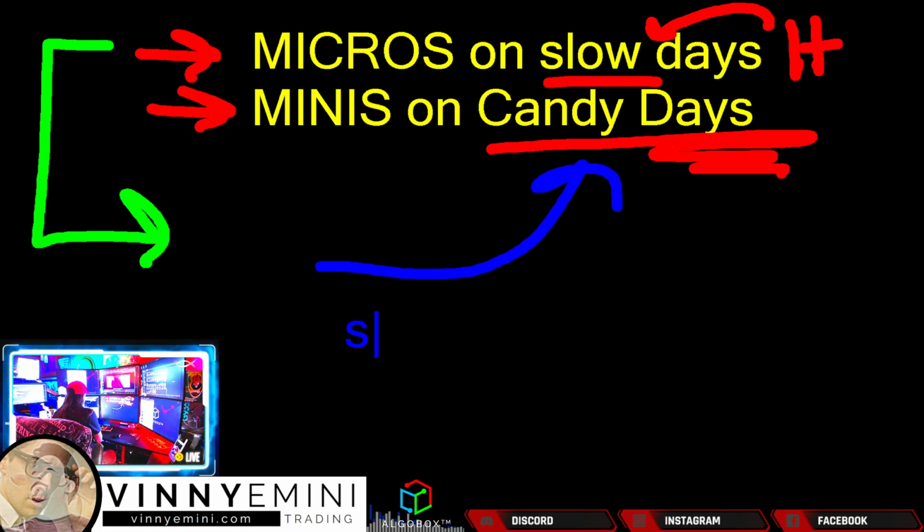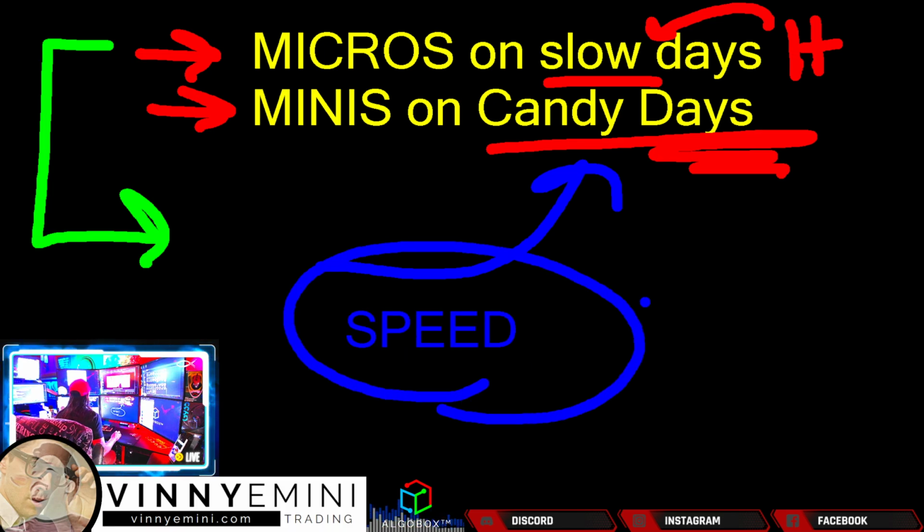When you follow my system, a candy day is defined by the speed. It's very simple. If the markets are moving at a certain speed, this is going to be candy. If it's slower or faster, it's not. And we talk about that at length. I'm not going to go into that here tonight, but remember that speed is key.